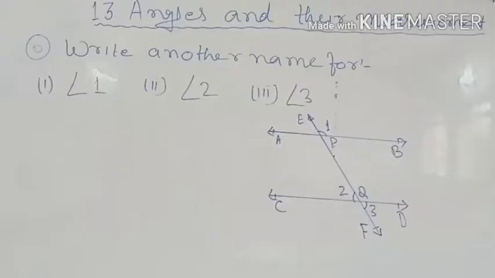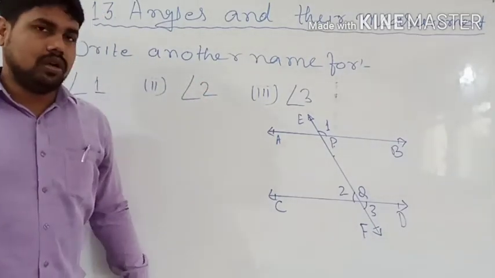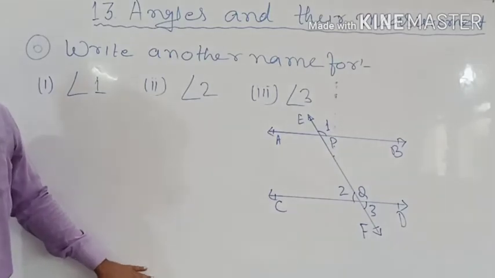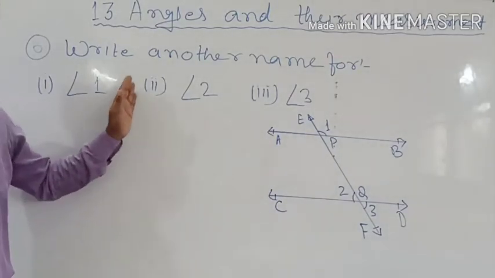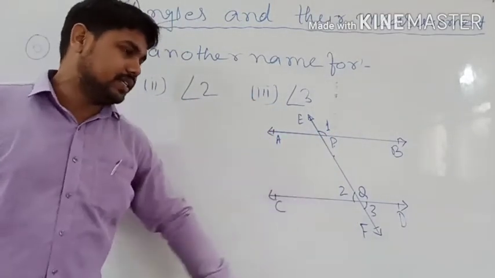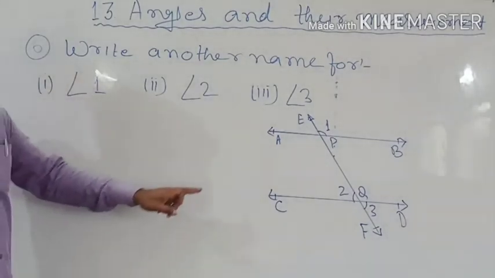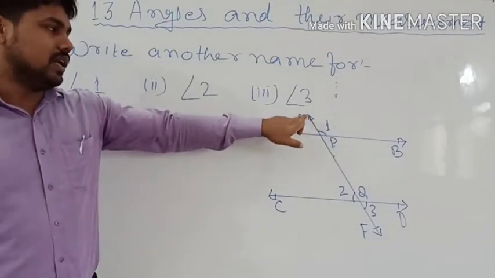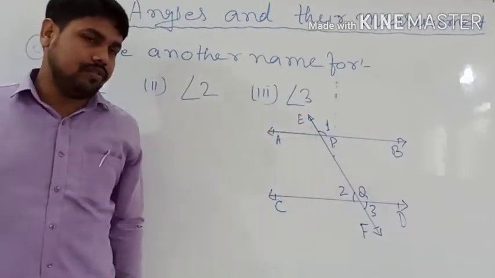If we are talking about question number 6, it is asking you to write another name. As I told you all, how can you write another name? Here it is asking for angles 1, 2, and 3. So this is angle 1, this is angle 2, this is angle 3. You have to tell another name for all of these. So another name means what? Angle 1 means this one, EPB or BPE, however you will write.